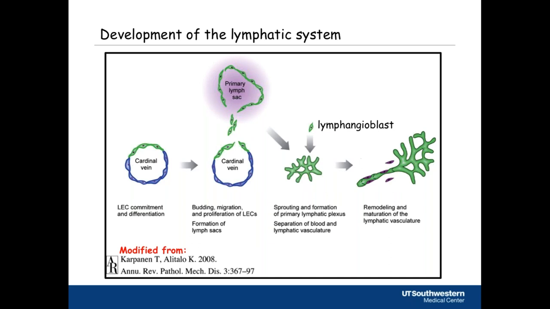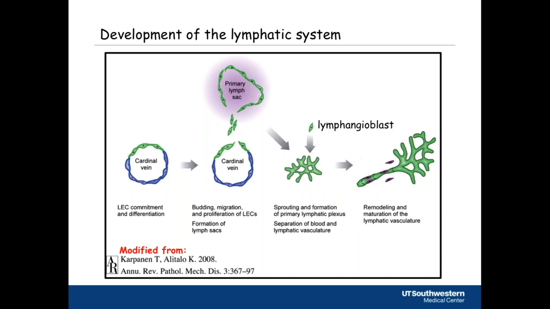These newly formed lymphatic endothelial cells then migrate away from blood vessels and reorganize to form sacs. And in the mouse embryo, 6 lymph sacs form in different regions of the body. Sprouts emerge from these sacs and form a primitive plexus of vessels. Isolated lymphatic endothelial cells, called lymphangioblasts, also contribute to the formation of this primitive network of lymphatics.